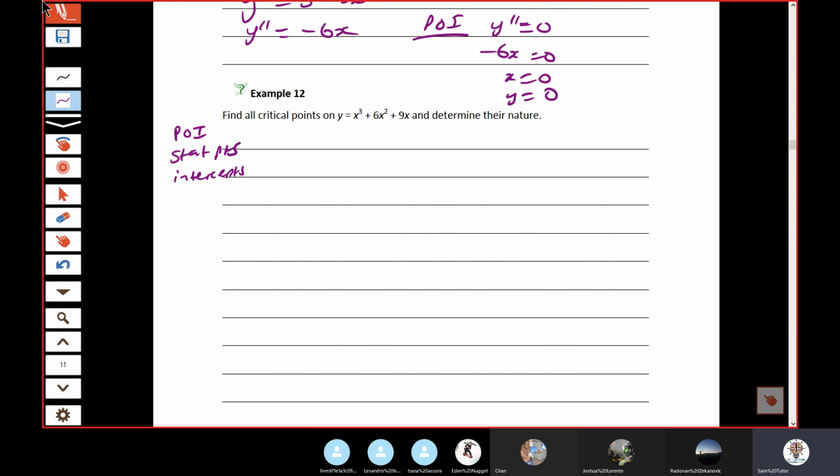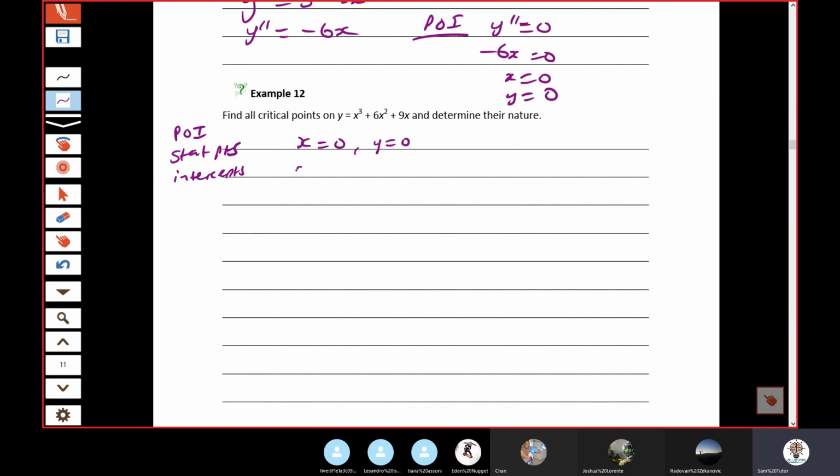Okay, my turn. Let's see how far you guys got with this. Find all critical points. Okay. y dash equals 3, sorry. I'll start with intercepts, just because I think that's what you guys started with. When x equals 0, y equals 0.